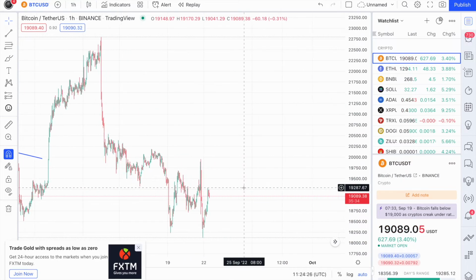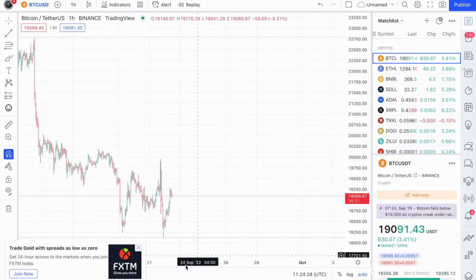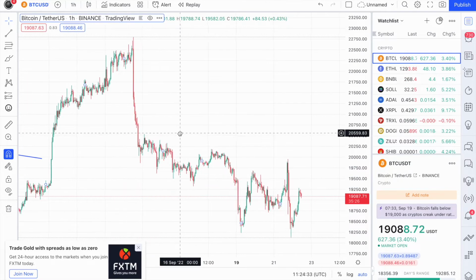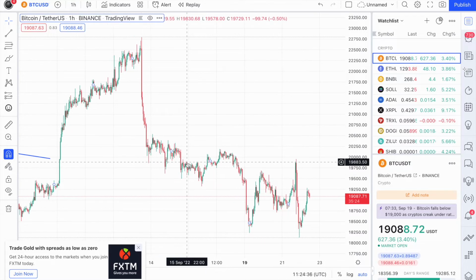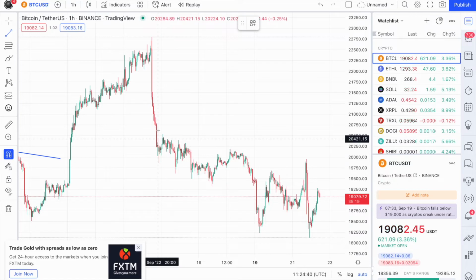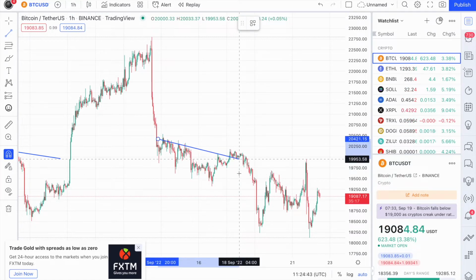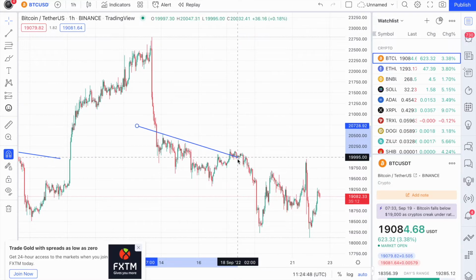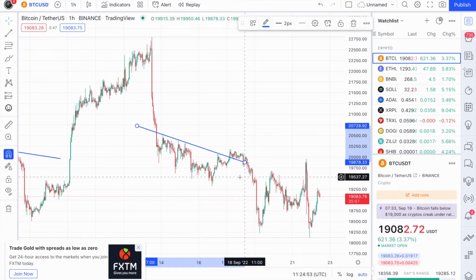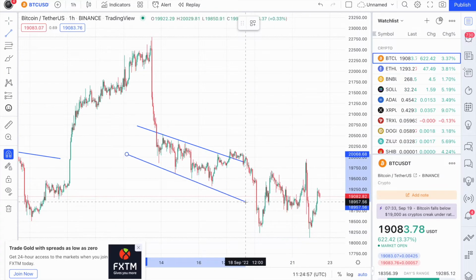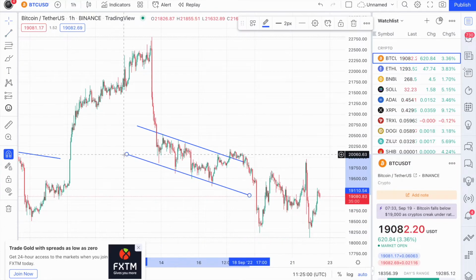Let me look for something again to illustrate further. Now look at these lines here. This could be considered. Let me make another one. Now look at this channel.